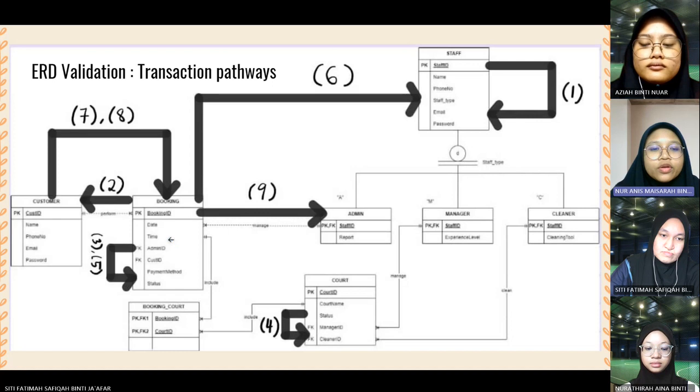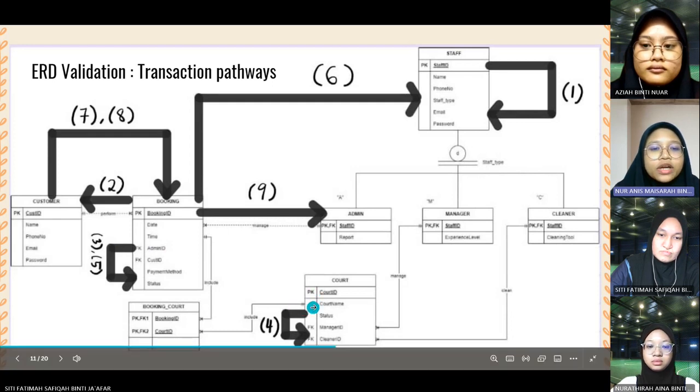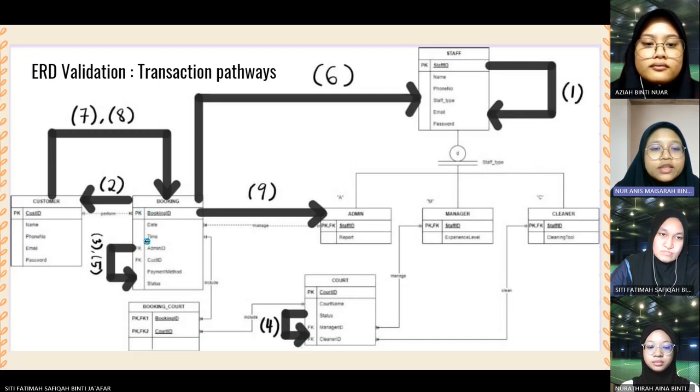Query 4, to list the court ID and status of court with ID 2 or 3. The transaction pathway is from court to court, as we want to list court ID and status court. Query 5, to list the booking ID, time, customer ID, and status of booking record that are booked in January 2024. So the transaction pathway for this query is from booking to booking. Query 6, to list booking ID and calculate the number of staff that manage each booking. Pathway for this query is from booking to staff.